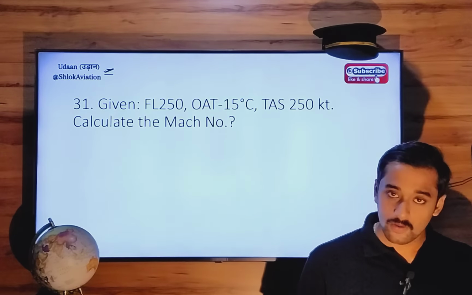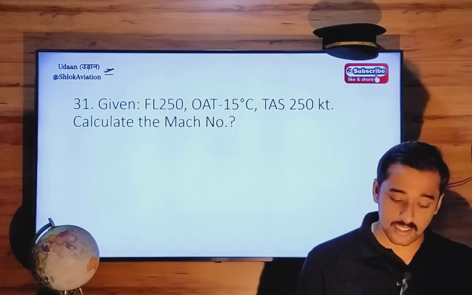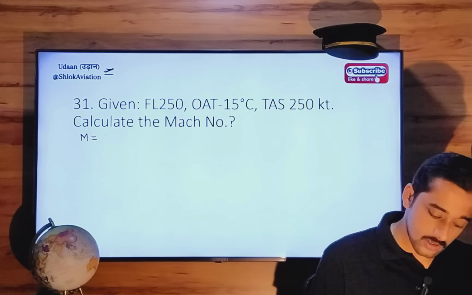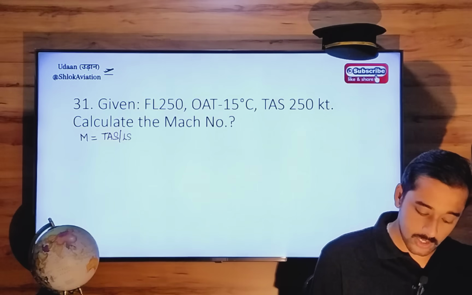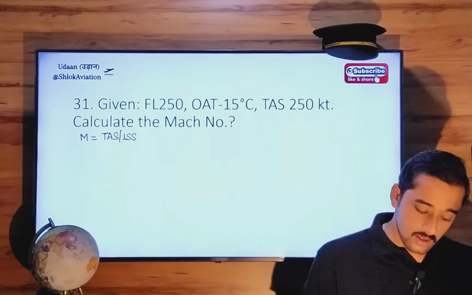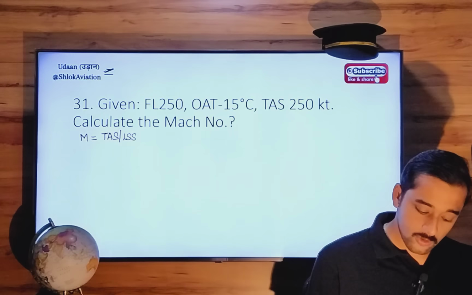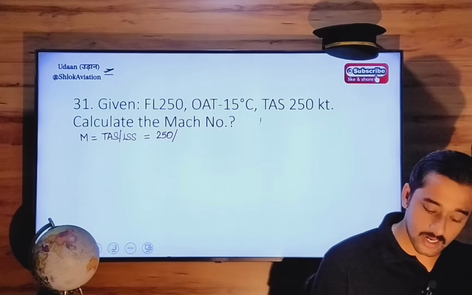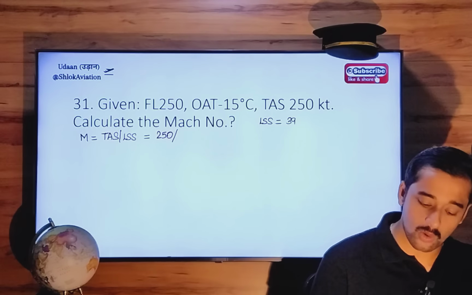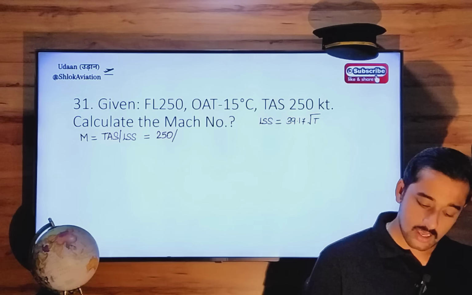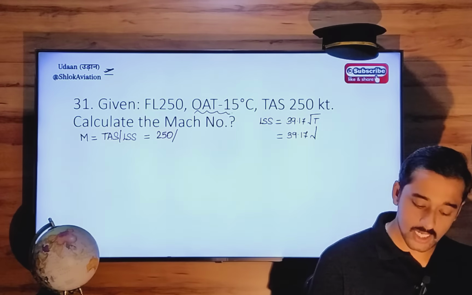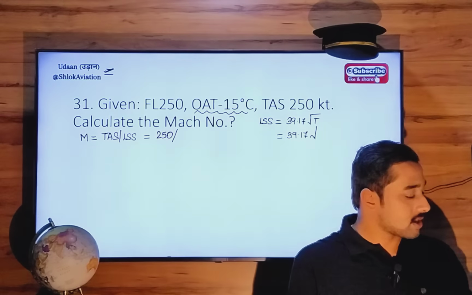Flight level 250, outside air temperature minus 15 degrees Celsius, TAS 250 knots. Calculate Mach number. Now Mach number equals true airspeed upon local speed of sound. So true airspeed is 250 knots. Local speed of sound we do not know, we can find that out. Local speed of sound is 39.17 square root of temperature in Kelvin. Now 39.17 square root of outside air temperature, which is minus 15 degrees Celsius. So convert that into Kelvin.